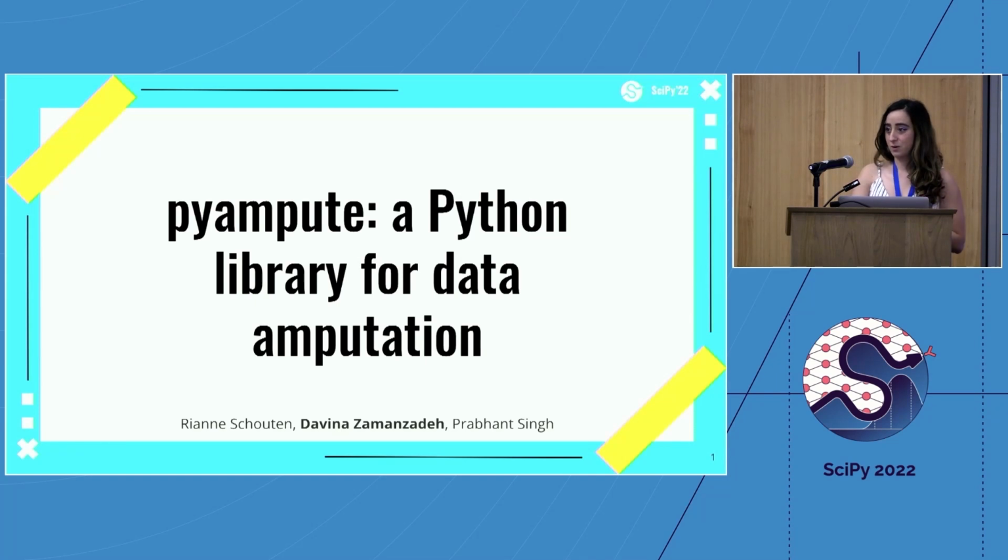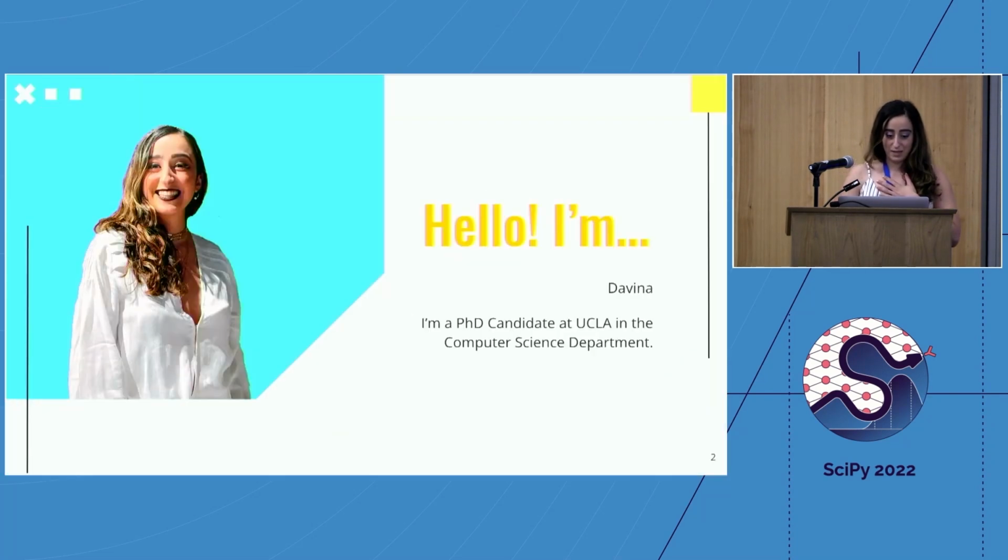And if you're wondering what Ampute or amputation is, we'll get to that in a moment. But first, my name is Davina. I'm a PhD candidate at UCLA in the computer science department. I've worked on Pyampute with Rihanna Schuten and Prabhan Singh of the Eindhoven University of Technology. And today we'll primarily be talking about missing data.